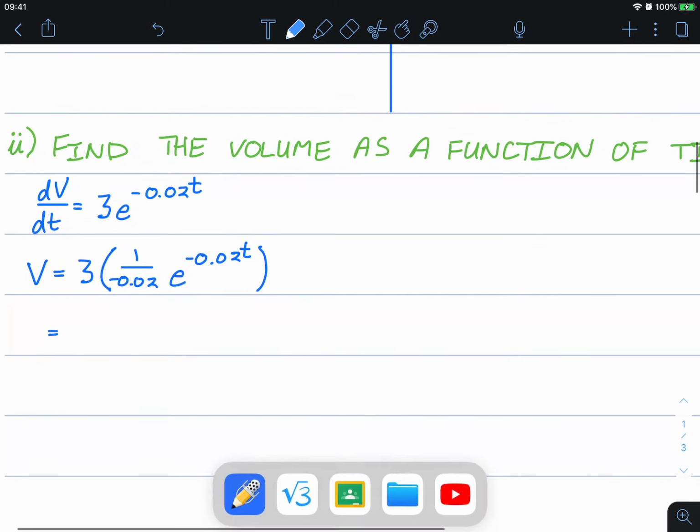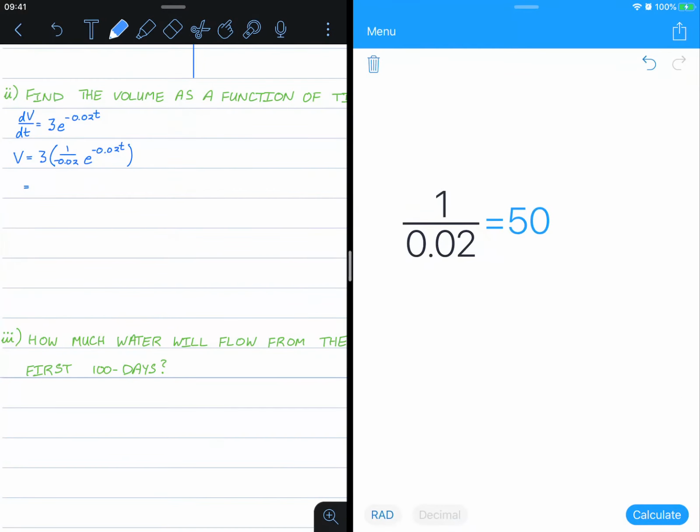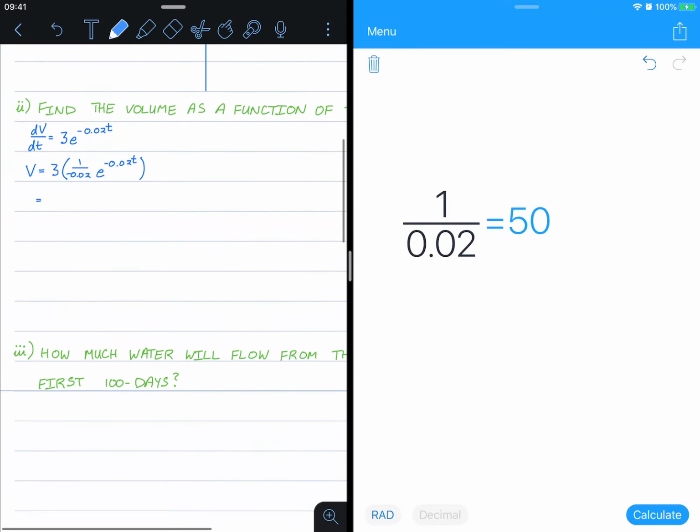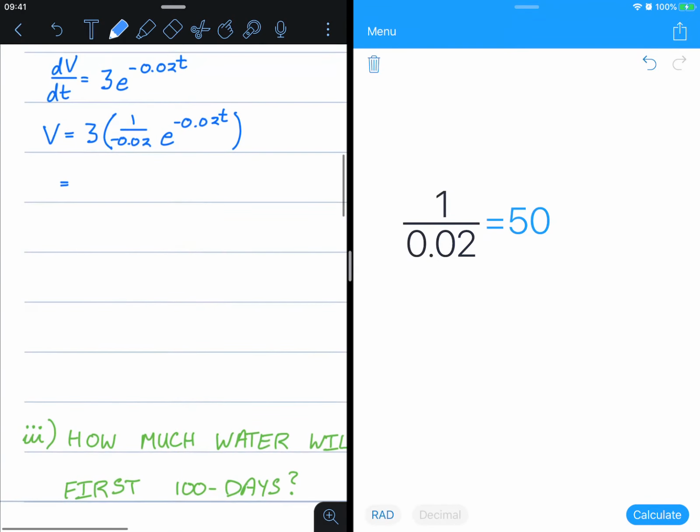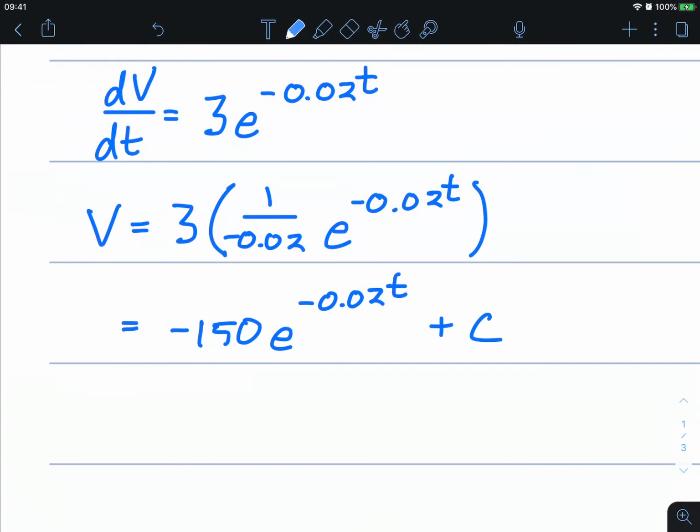1 over 0.02 is 50, so this is negative 50 times 3, which is negative 150 e to the power of negative 0.02t. And don't forget the plus c. We always need to solve for that.